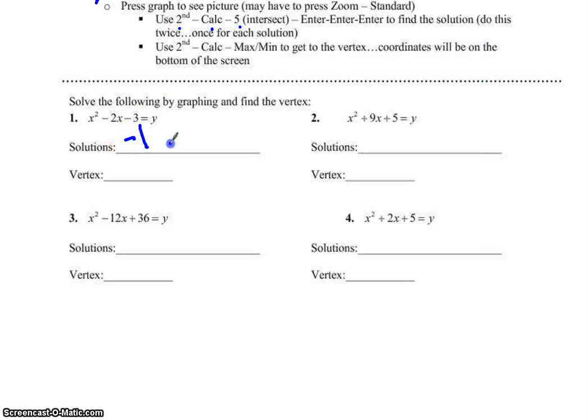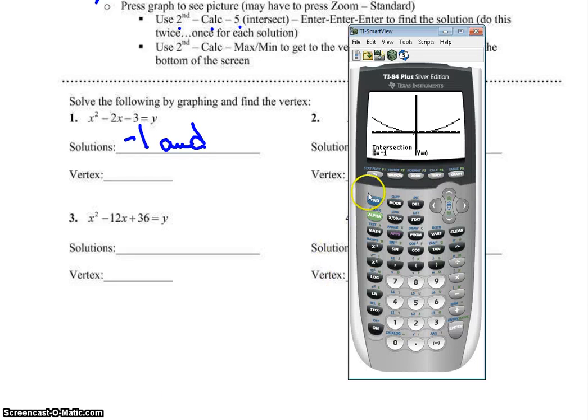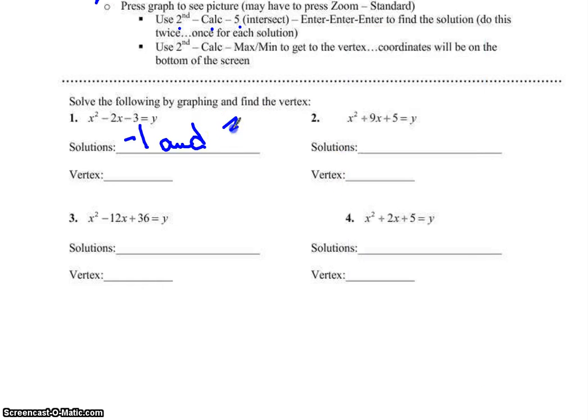So -1, and then we're going to do this again. Second, calc, 5. I'm going to go to the right. I'm really not sure where the other solution is. I'm taking a chance here. Enter, enter, enter. And I got a different answer. So x equals 3 is my other one. And you can do x equals -1, x equals 3, or you can say -1 and 3. I will take it either way.